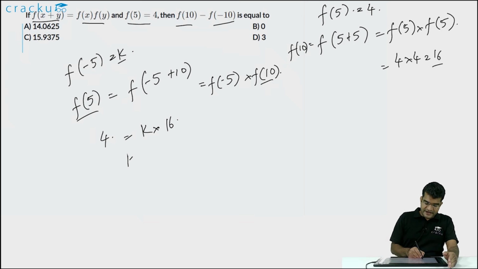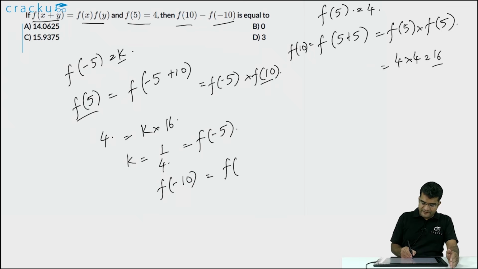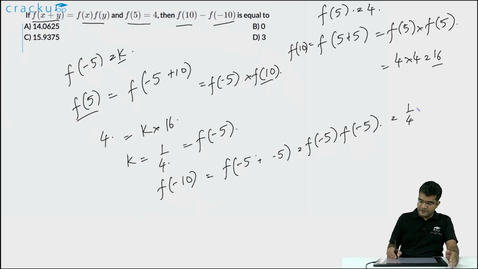Or the value of k is equal to 4 by 16, which is equal to 1 by 4. This is the value of f of minus 5. So if f of minus 5 is equal to 1 by 4, what is the value of f of minus 10? F of minus 10 will equal f of minus 5 plus minus 5, or this is equal to f of minus 5 into f of minus 5. This is equal to 1 by 4 into 1 by 4, which is equal to 1 by 16.